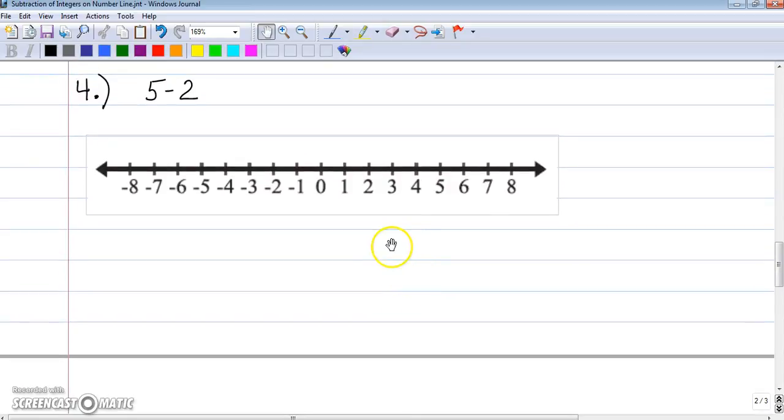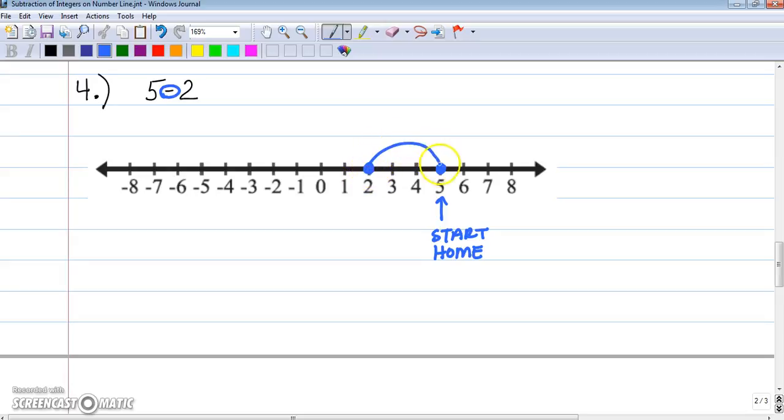Number 4, last one. 5 minus 2. Circle my subtraction sign. Plot my first point, that is my start or my home, and label that before I forget it. If I get them mixed up, it's going to mess up the problem. My other integer is 2.